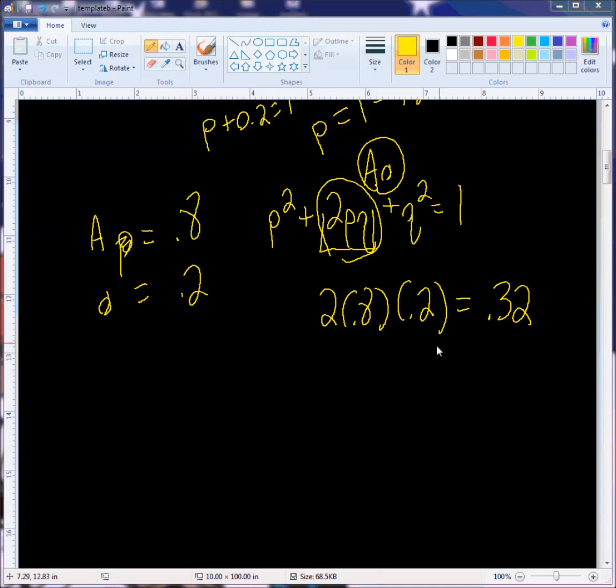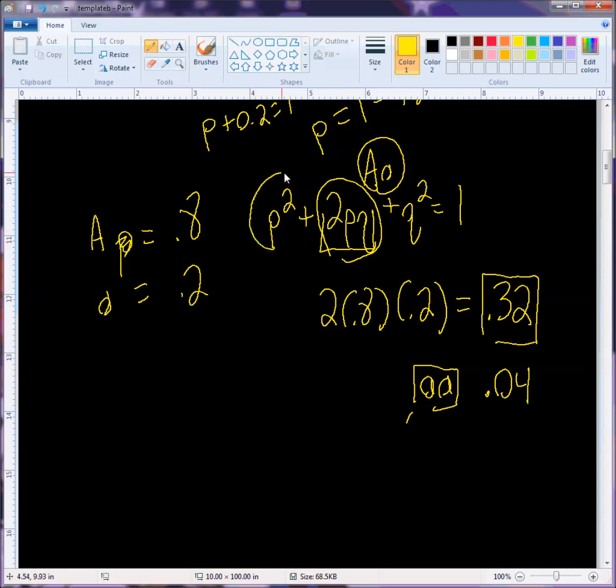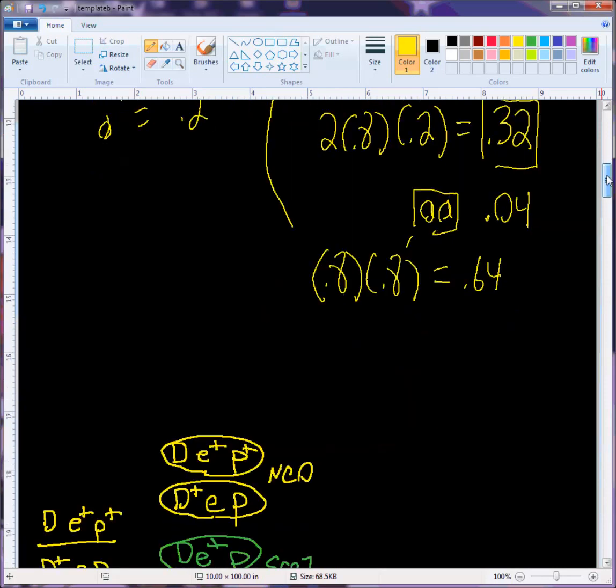Okay, so now this is the genotype frequency of the heterozygotes, and we already know the genotype frequency of the homozygous recessives from the question. Now we also need to calculate this one right here, and this is pretty easy. This is going to be the frequency of the homozygous dominants. So we already know the frequency of P, the big A allele. It's going to be 0.8, so 0.8 times 0.8 equals 0.64. So we know the frequencies of all these different genotypes in the population.